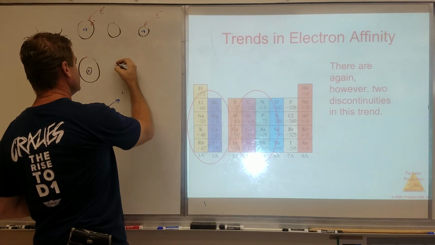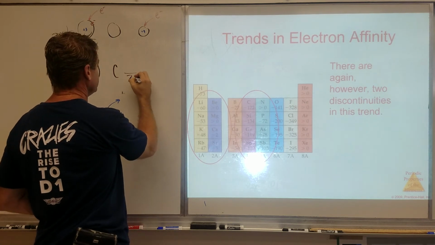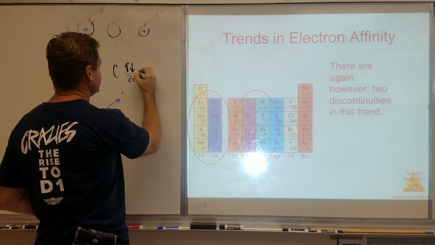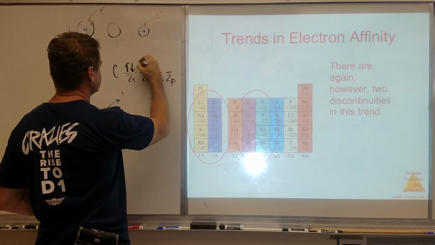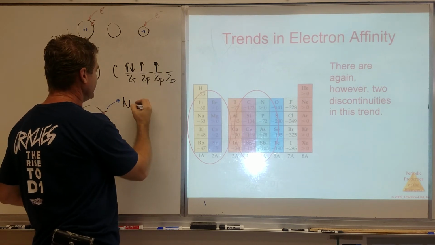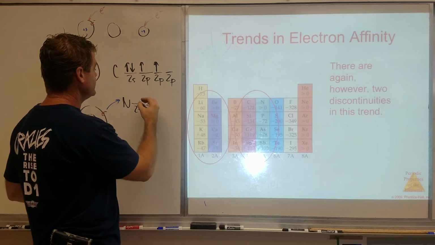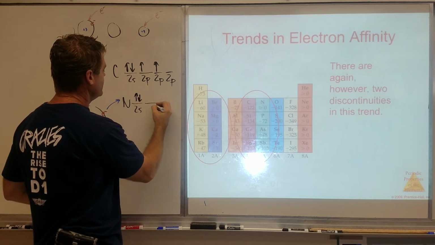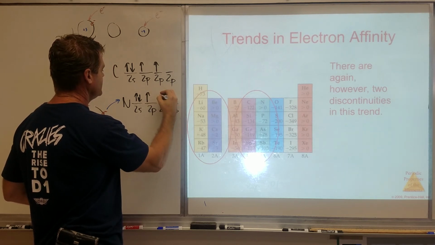So let's just do the valence electron configuration for carbon. Carbon is 2s2, and then it's 2p2, right? Because carbon has 4 valence electrons. So it'd be like that, right? And then look at nitrogen. Nitrogen is 1 over to the right, so it doesn't have 4 valence electrons, it has 5. So nitrogen would have 1 electron in each of the 2p orbitals.